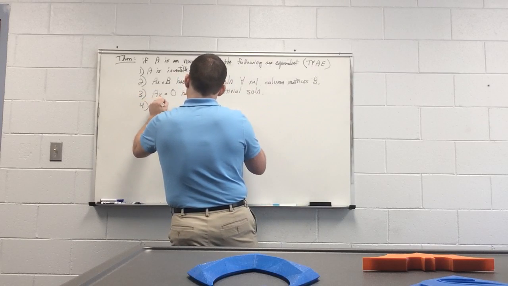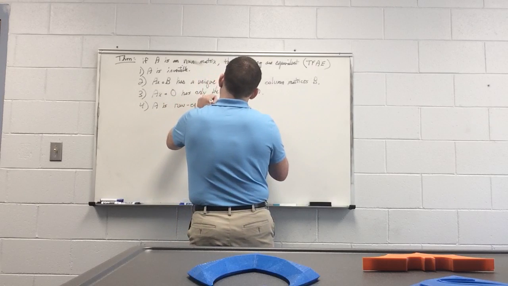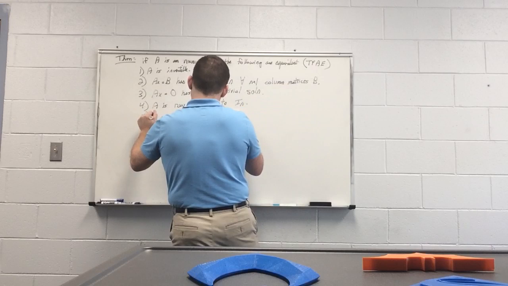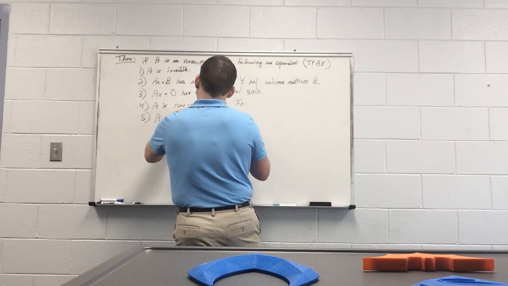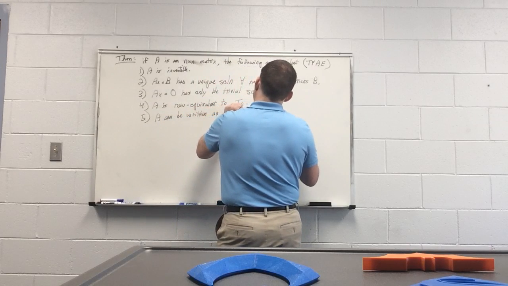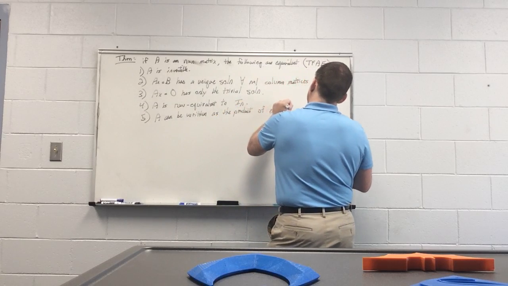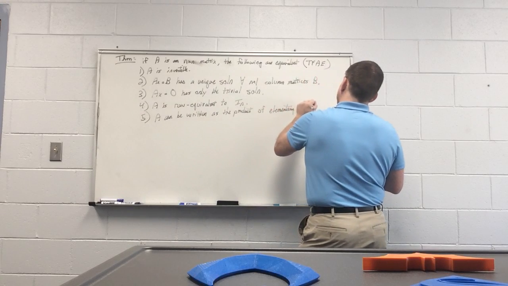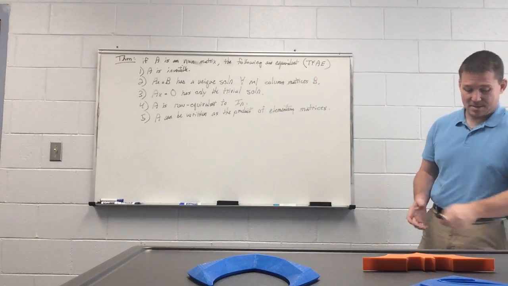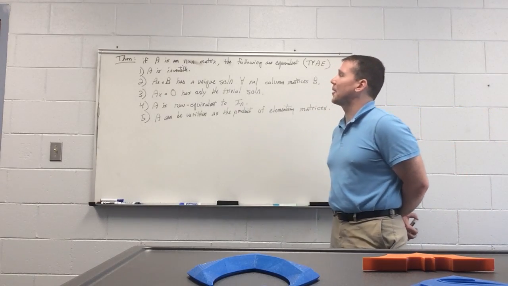4, A is row equivalent to I sub n, the identity. And 5, A can be written as the product of elementary matrices. If A is an n by n matrix, the following are equivalent.